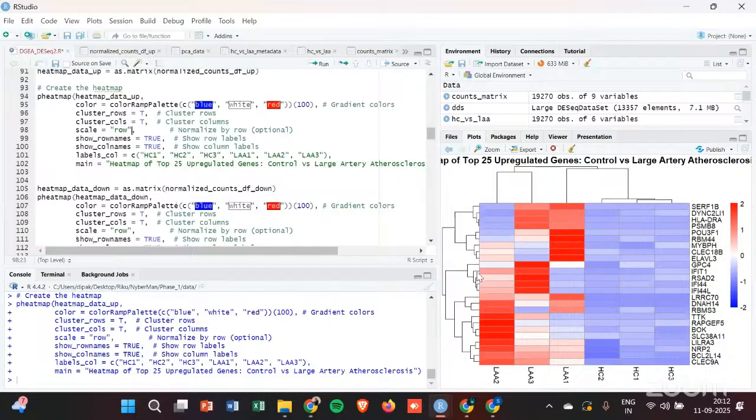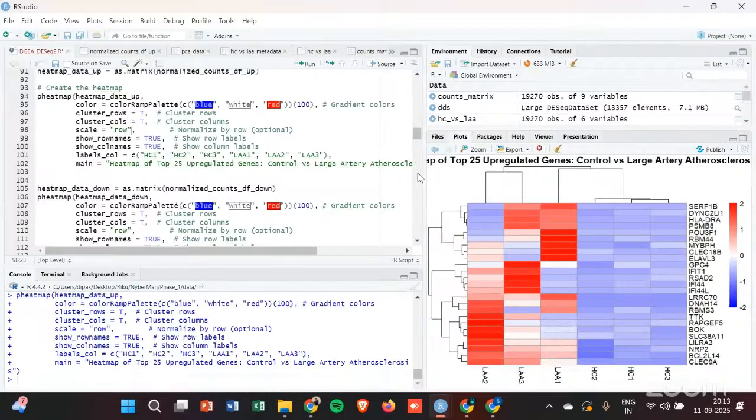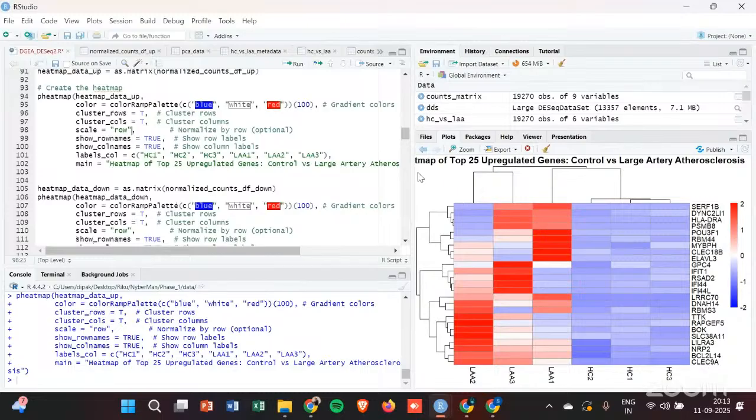So I think the chart should be total gene regulation. If we expect the top 25 upregulated and downregulated in a heat map, then it should be... So you're saying that the heat map should contain both the top 25 upregulated as well as the top 25 downregulated, right?